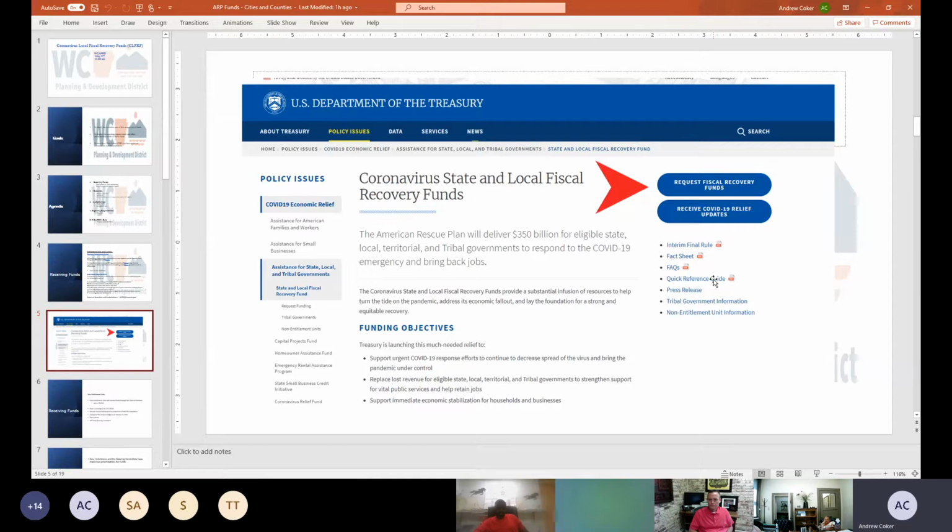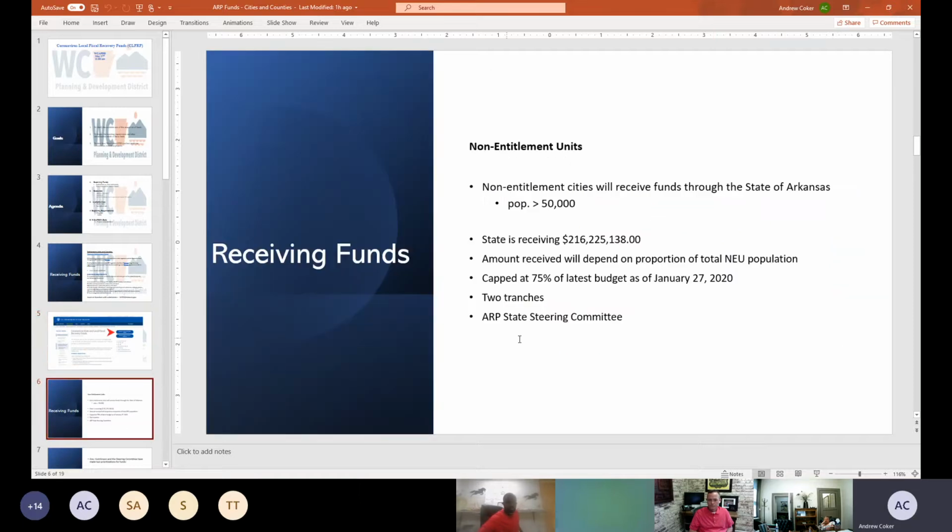We haven't heard any explicit information about scams or phishing scams regarding this, but just make sure you're always on a .gov page when submitting information or anything like that. Moving on to the non-entitlement units. As I mentioned before, there's a little bit different process and requirements between the entitlement units and the non-entitlement units.